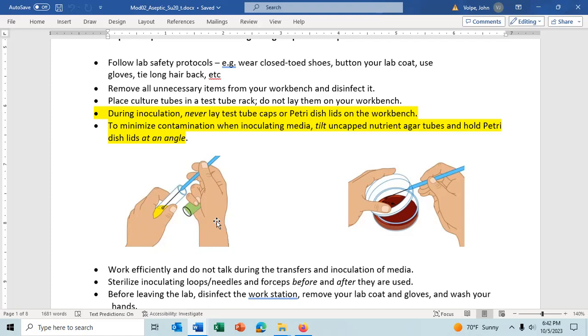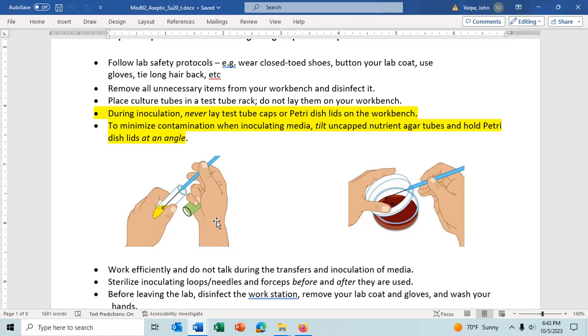So there is a risk that the tube could be contaminated simply by opening it. But if you hold it at an angle, there's much less risk than if you hold it straight up and down. Any question about that?